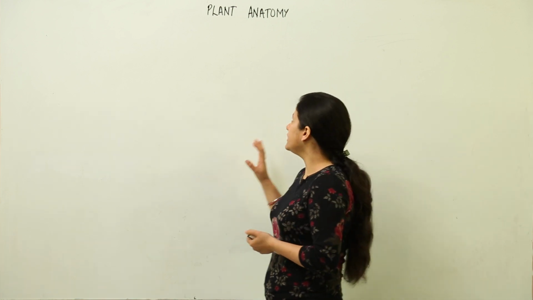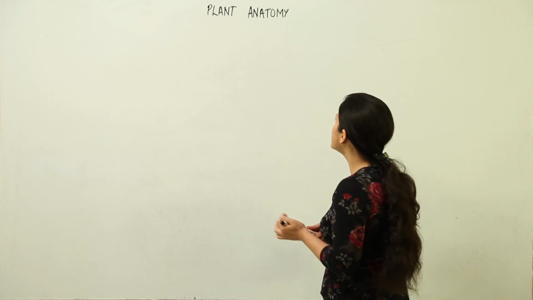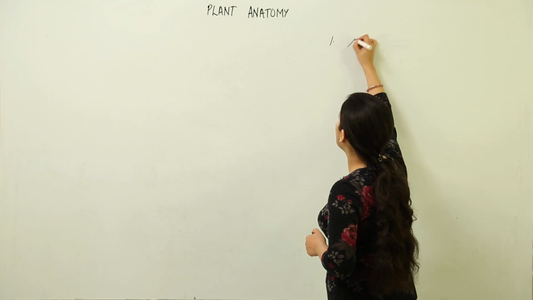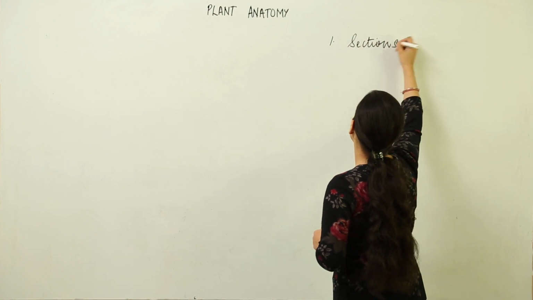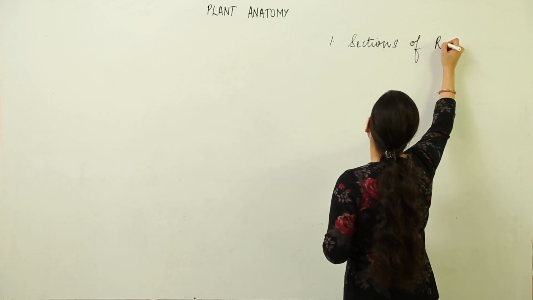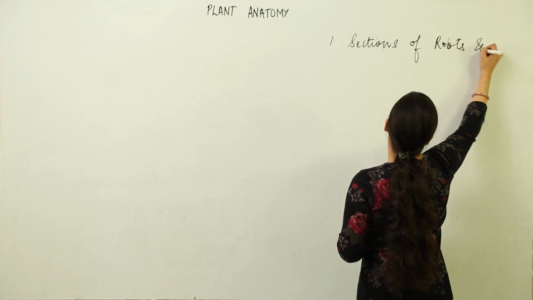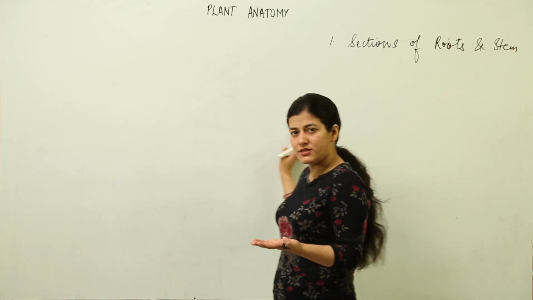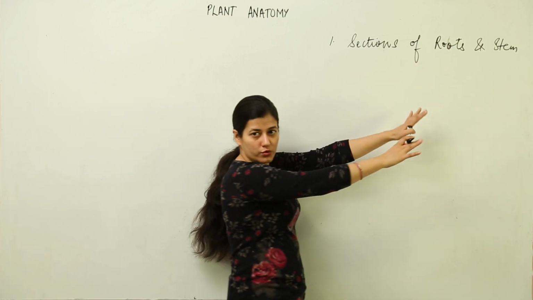Okay, now in plant anatomy, what we are going to deal with in the syllabus that we are going to discuss, first thing is that we had talked about tissues. Now we are going to talk about sections of root and stem. Roots and stem, this is the first topic that we would be dealing with. Because the plant mainly comprises of roots, stems and leaves, the first thing that we are going to deal with is section of root and stem.